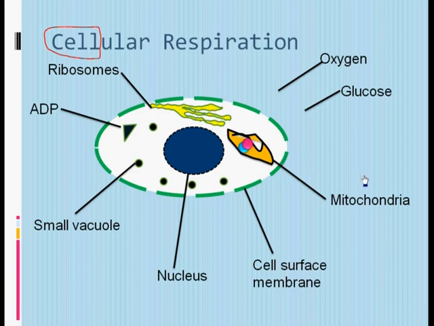Now what happens after it becomes oxidized? So what is this? Another circle. This red circle now represents what? Carbon dioxide. So what happens now? After the oxygen oxidizes the glucose, carbon dioxide becomes a byproduct, or it is released from the glucose.